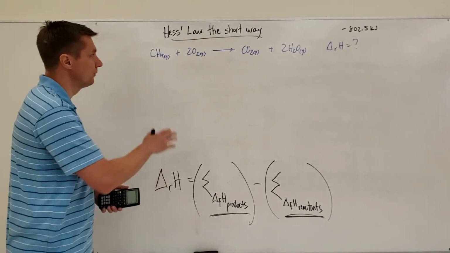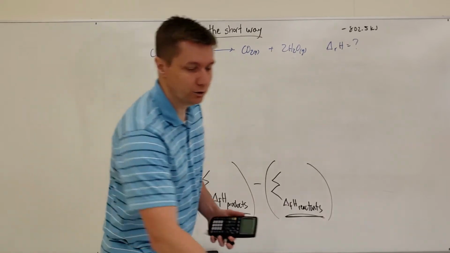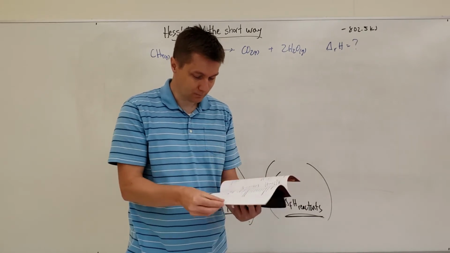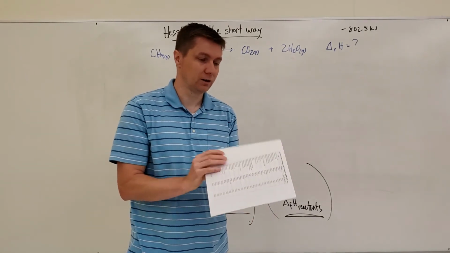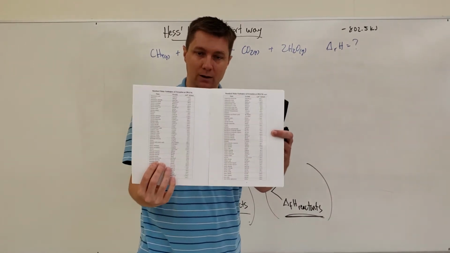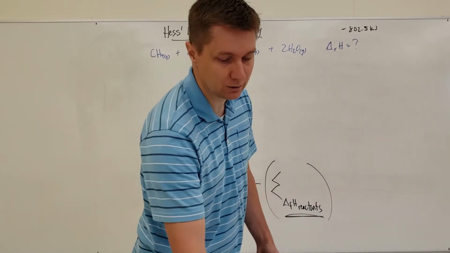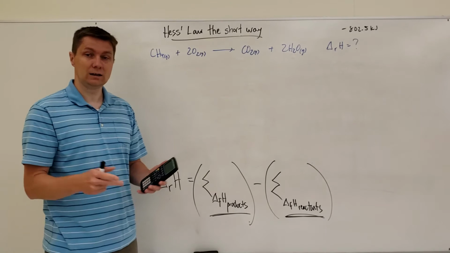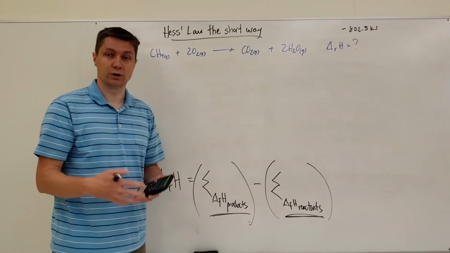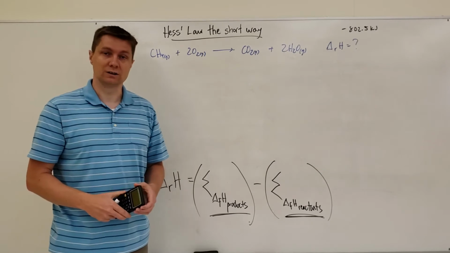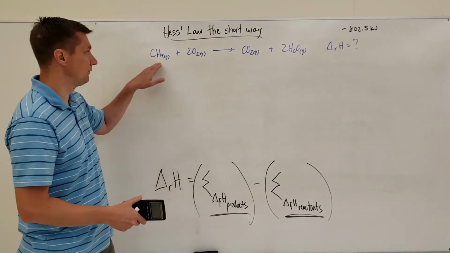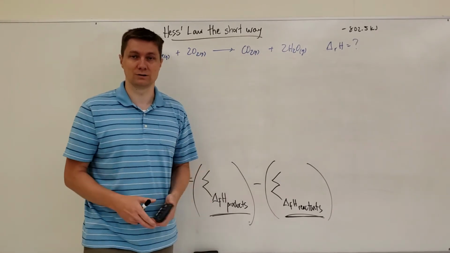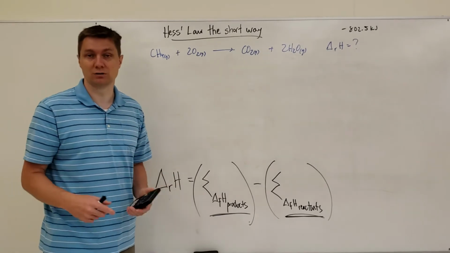If I go to my data booklet, you'll notice on pages 4 and 5 you'll see this chart here. If you read the top part of the chart, it says that those are standard molar enthalpies of formation. And so for any substance found in that book, you can use it for solving these kinds of problems. If you look in the book, you can find methane, carbon dioxide, and water vapor, and they all have their heats of formation there. So this makes this question quite simple.